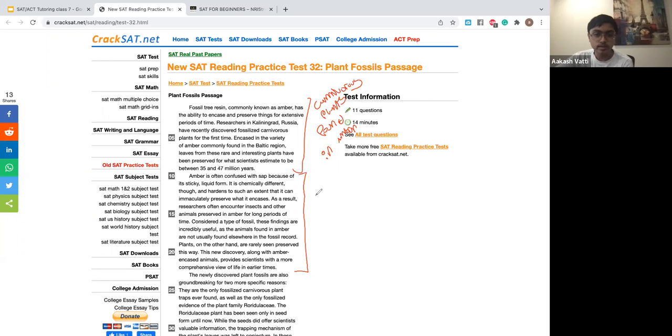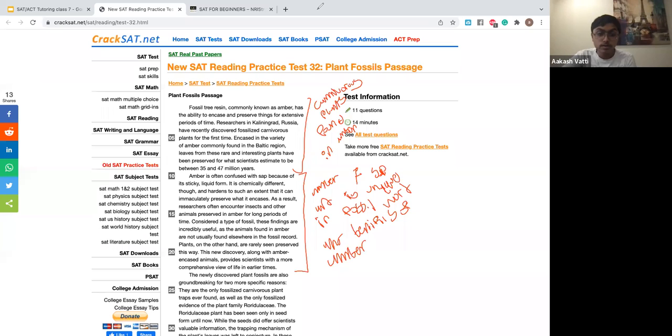So, amber is not equal to sap, and is unique in the fossil world, I guess. And benefits of amber. All right.